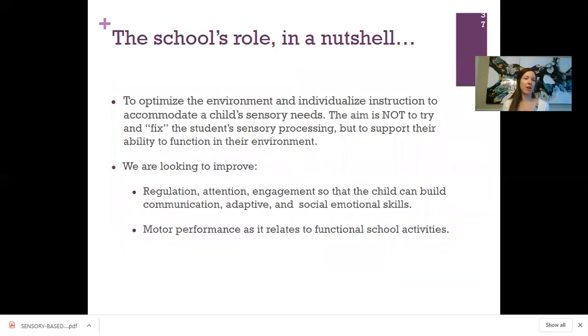So the school's role in a nutshell: we want to optimize the environment and individualize instruction to accommodate a child's sensory needs. We're not here to try to fix a child's sensory processing, but we want to support their ability to function in their environment. So we're looking at things like regulation, attention, engagement, so that the child can build all those skills that we want them to develop: communication, adaptive skills, social emotional skills, pre-academics. And then of course, we're looking to improve motor function as it relates to functional school activities. So putting toys together, snipping with scissors, holding markers and crayons, all those great things.